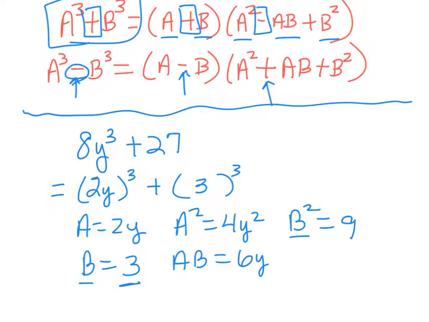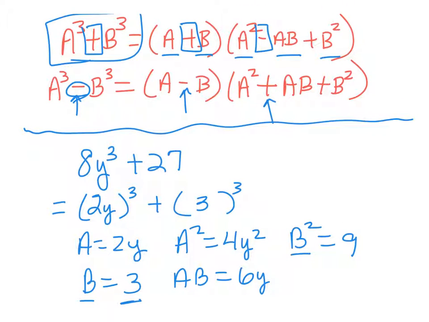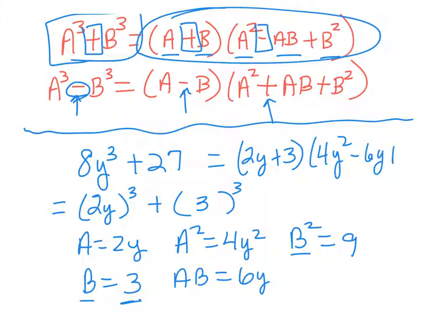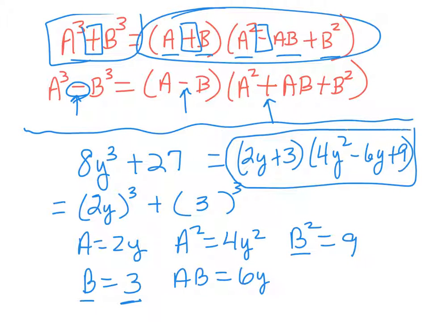Okay, now that I've got those 5 things, all I have to do is plug them into this formula up here. So how does it factor? A plus b is going to be 2y plus 3, and a squared minus ab plus b squared would be 4y squared minus 6y plus 9. That's what we're looking for.